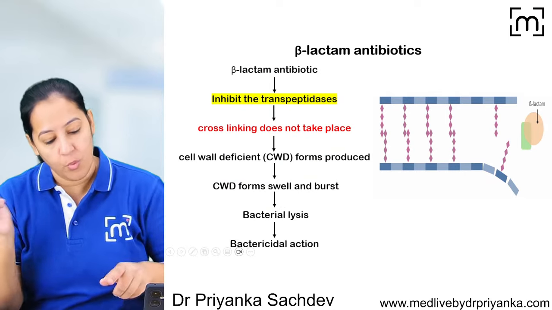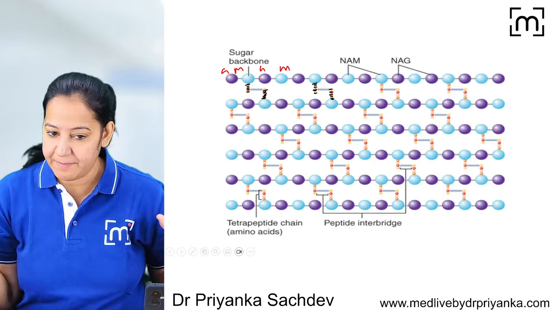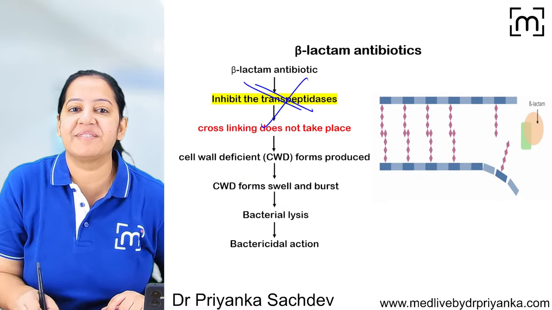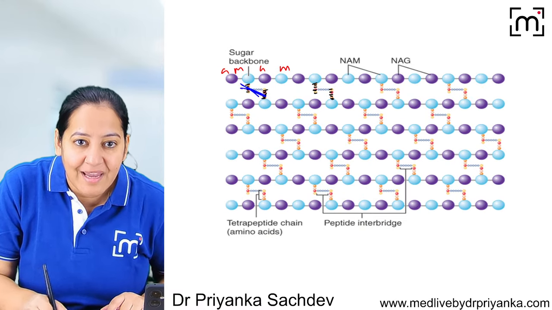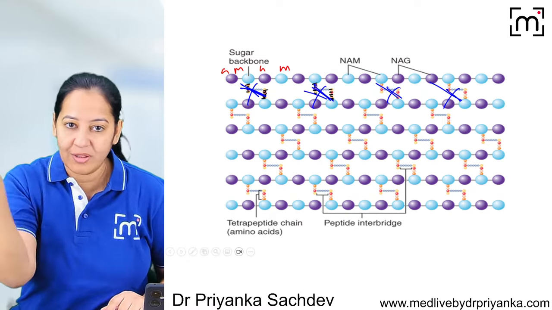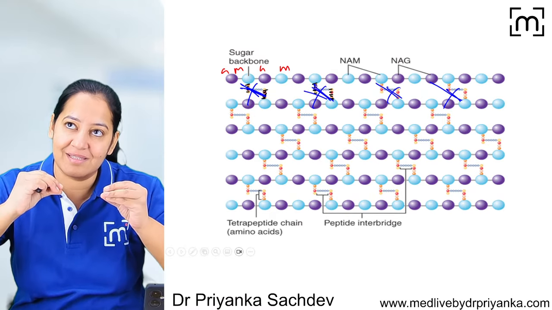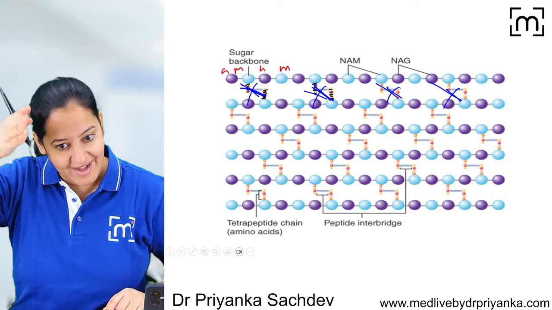Got it? Now, what do beta-lactam antibiotics do? They inhibit this transpeptidase. Simply, no transpeptidase, no cross-linking. You can see this cross-linking cannot take place. So all the chains will separate from each other and the cell wall will disintegrate. If you want the cell wall to be stable, they should be connected with each other.